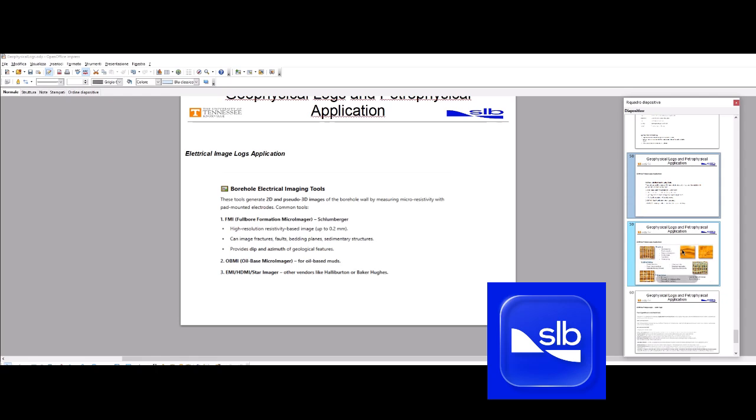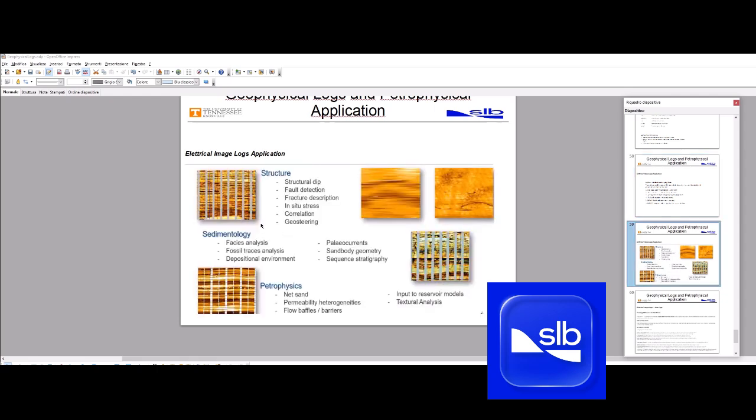So generally we have this kind of result. We have applications for structure, for structural dip, for detection, structure description, in situ stress, correlation, and also geosteering operations.